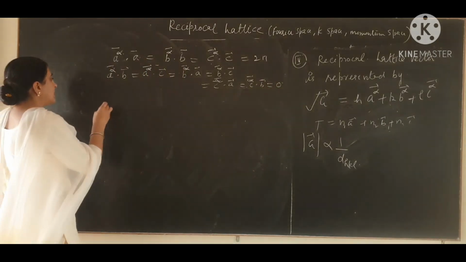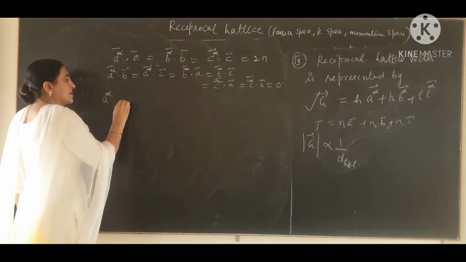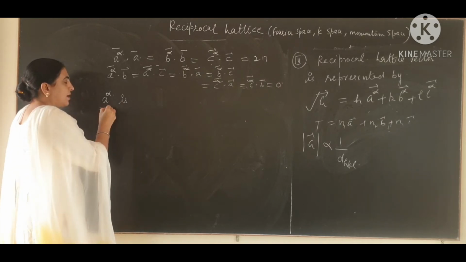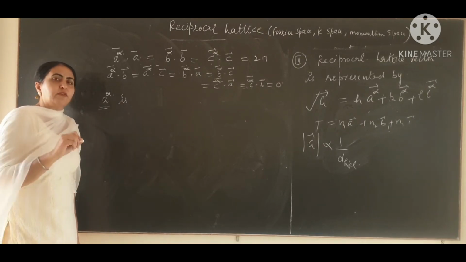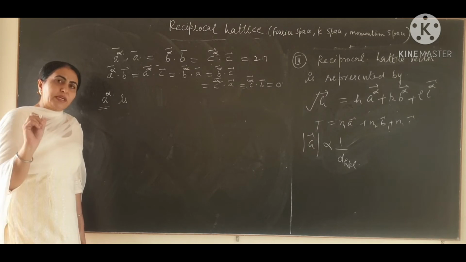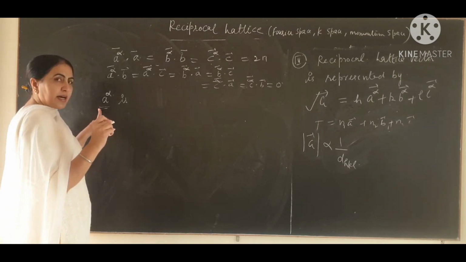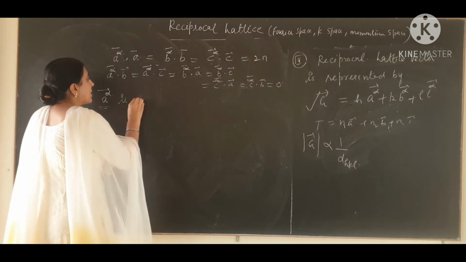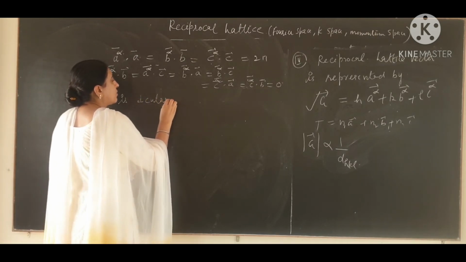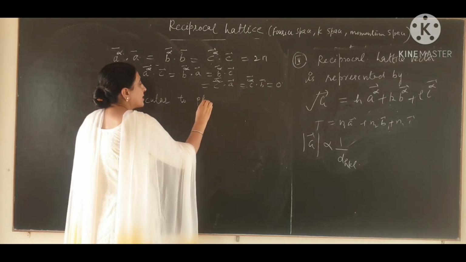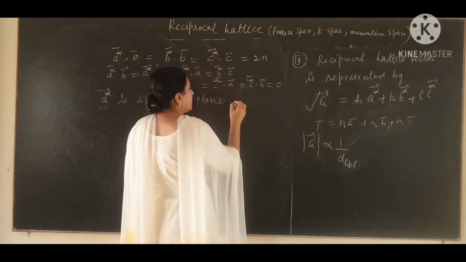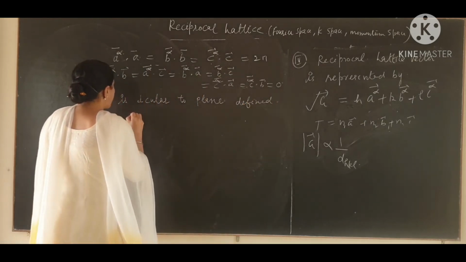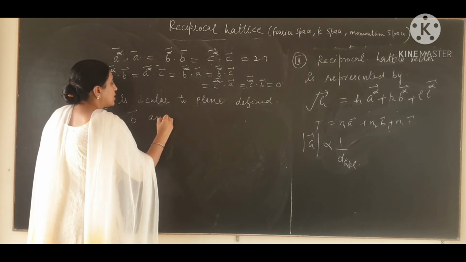Clear? And another thing, A star is A star, similarly B star, similarly C star. So I will find the value of A star. Similarly, we can write the values of B star and C star. A star, that is a primitive translational vector of the reciprocal lattice, is perpendicular to the plane defined by B and C of the direct lattice.